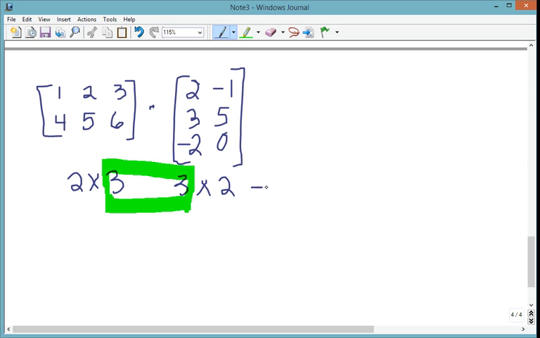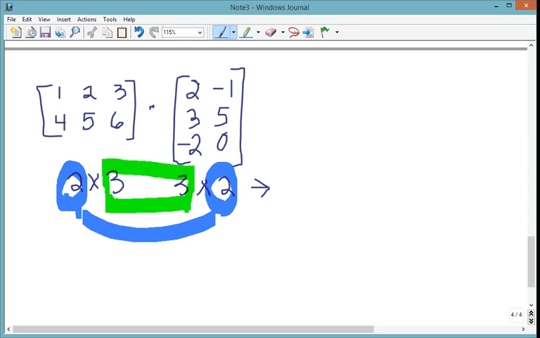The answer when I do the multiplication, it's going to be these two numbers out here, okay? That's going to be the size of my answer, okay? So when I multiply a 2 by 3 by a 3 by 2, I'm going to end up with a 2 by 2, okay? So that's what we end up with. You can do a multiplication if these numbers in the middle are the same. If they're not the same, you can't multiply those things together.